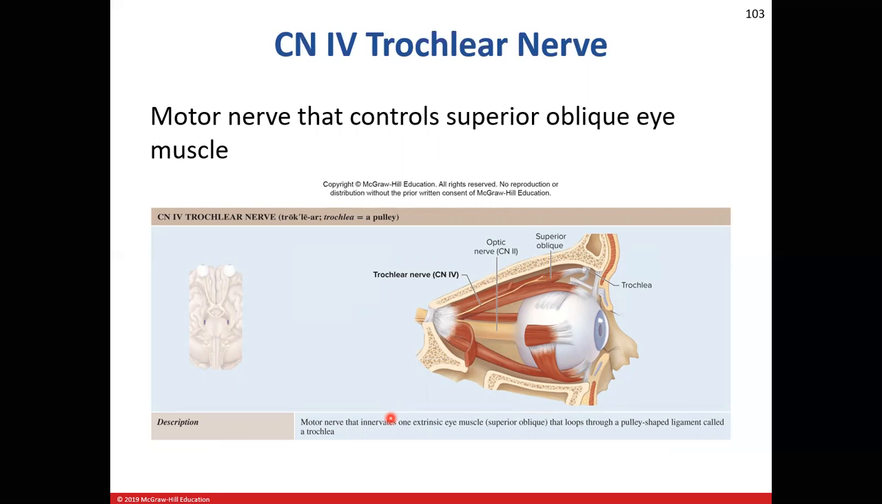So one of the ways that you'll be able to remember this, because we'll touch on this when we get into cranial nerve 6 as well, is you'll want to remember this phrase, SO4 LR6. SO4 indicates the 4th cranial nerve, and it's associated with the superior oblique muscle. LR6 indicates the 6th cranial nerve, and it's associated with the lateral rectus muscle. And we'll talk about that again when we get into the 6th cranial nerve.